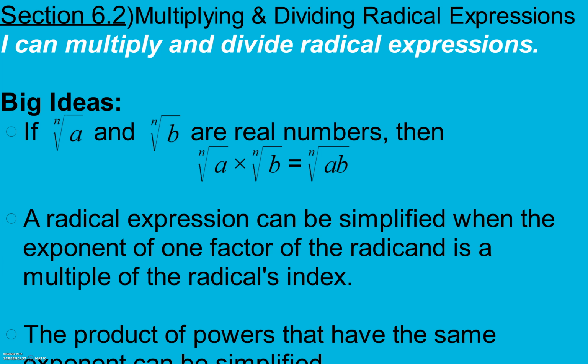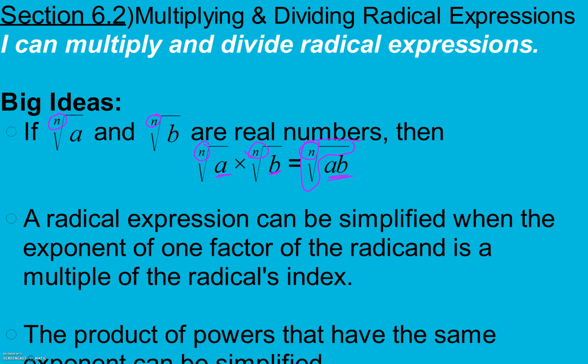Big ideas. If we have a radical with an index of n and another radical with an index of n, as long as a and b are both real numbers, we can multiply them together and rewrite it with one radical symbol. So as long as our indexes are the same, we can multiply our radicands and write it with a single radical symbol with the same index.